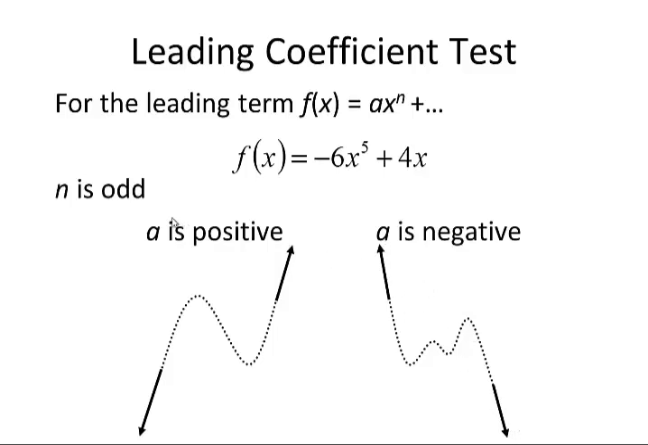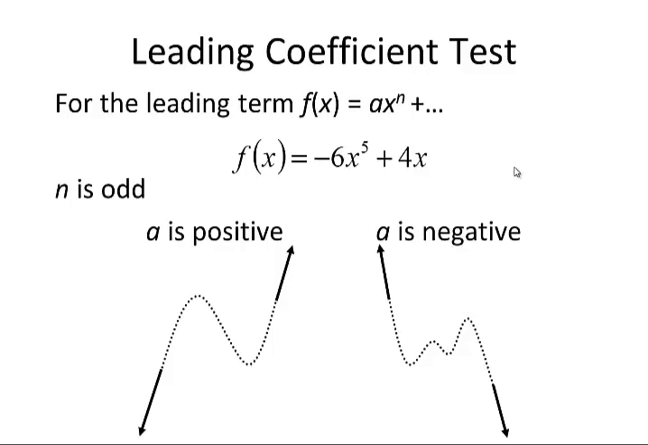Okay, that's real important. For odd exponents, the endpoints are going to go down to the left and up to the right if the leading coefficient, that a value, is positive. If it is negative, it's going to go up to the left and down to the right.